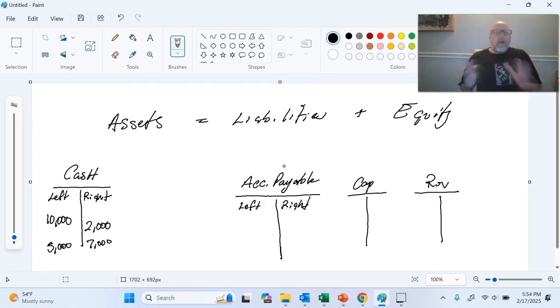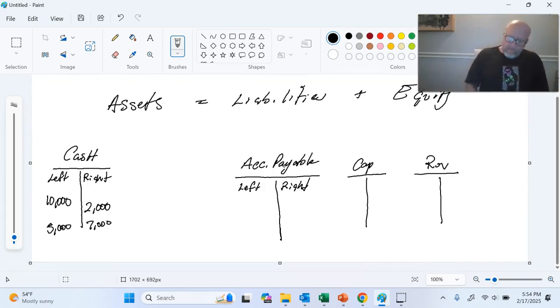Now, if I wanted to know how much cash I had, I would simply add up all of the left side amounts, 15,000, and then add up all of the right side amounts, 9,000. So if I have 15,000 of left side amounts that increase cash and 9,000 of right side amounts that decrease it, I'm left with 6,000 as my available cash.